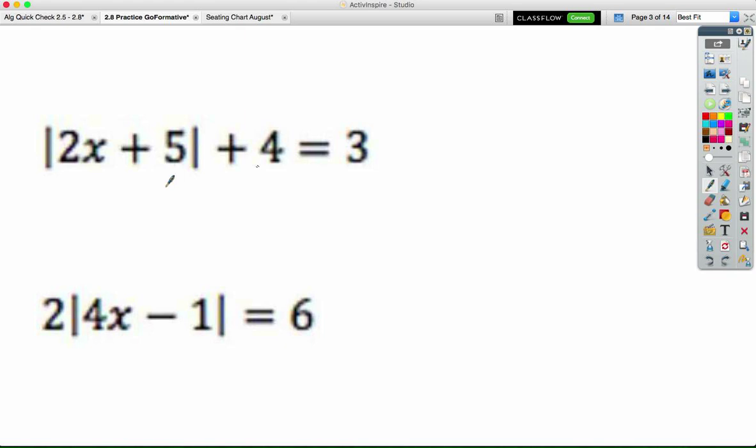Okay, our next question, the absolute value is not isolated yet. I have to get everything else away from the absolute value expression before I can make any judgments about where this equation is going to go. So I need to get rid of this plus 4 on both sides, so I'm going to minus 4 from both sides, and that leaves me with the absolute value of 2x plus 5 is equal to 3 minus 4, which will leave me with negative 1. So now I can make a judgment. I have absolute value expression equal to a negative number, so it's going to be no solution.